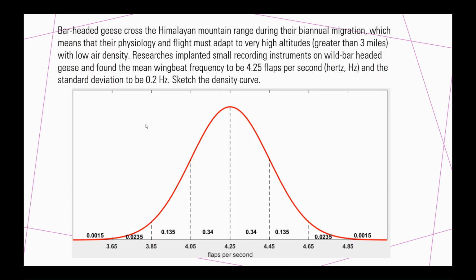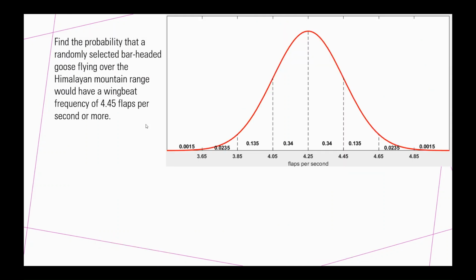We'll just answer a question about this normal distribution. Okay. So it says, find the probability that a randomly selected bar-headed goose flying over the Himalayan mountain range would have a wing beat frequency of 4.45 flaps per second or more. So we just need to find 4.45 flaps on the x-axis over there in our normal distribution, and I can see that that is 1 standard deviation above the mean. And so I want to add up those 3 areas to the right of 4.45. Okay. And if I do that, I get 0.16.